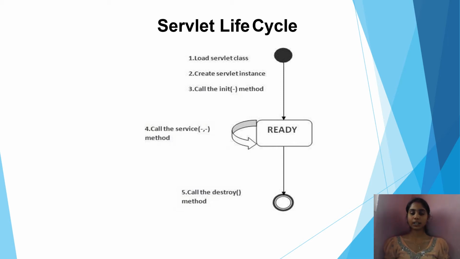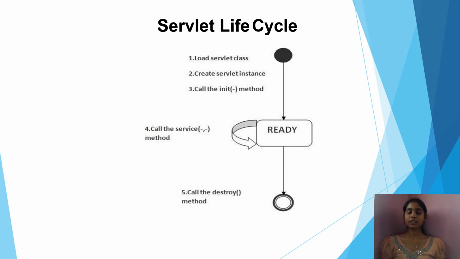Third one is calling the init method, and fourth one is calling the service method. In the service method there are 2 parameters: first one is the request parameter and the second one is the response parameter. The last one is calling the destroy method. In the destroy method, the servlet gets no more requests at that time and cleanup is done.